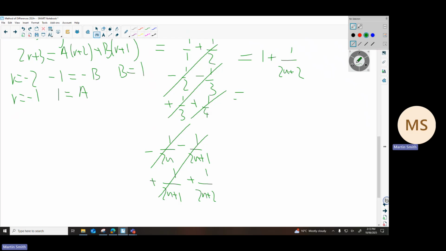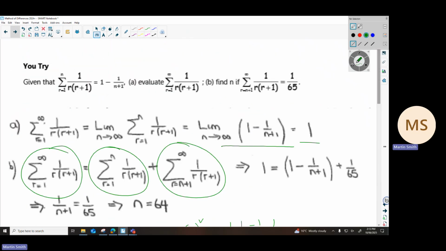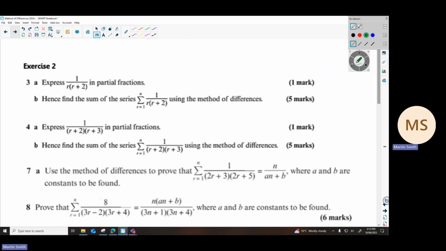Now to write this as a single fraction, 1 is 1 over 1, times top and bottom by 2n plus 2. You get 2n plus 2 plus 1 over 2n plus 2. So it is therefore 2n plus 3 over 2n plus 2 as required. Okay, students, that's method of differences done. You should now be in a position where you can do exercise 2, ladies and gentlemen.